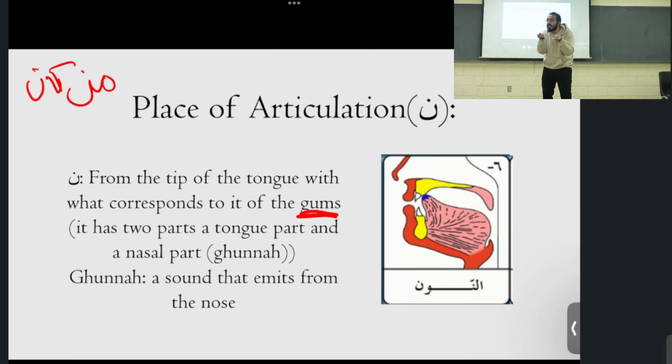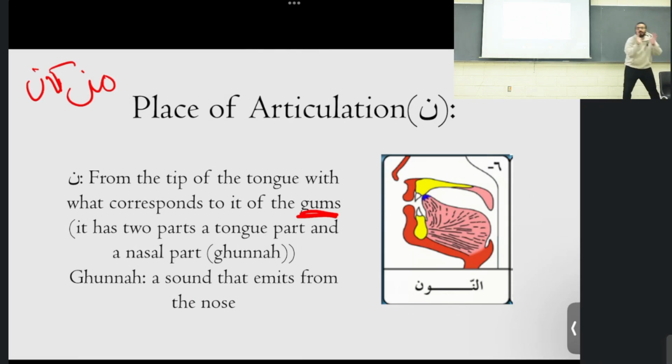Why? Because the sound comes from the nasal cavity. So what actually happens, the sound goes inside and gets out from the nose. So the ghunna is a sound that emits from the nasal cavity. That's it. So when someone tells you add ghunna, elongate that sound. Man kana. If someone says remove the ghunna, what do you do? You stop the sound from the nose.